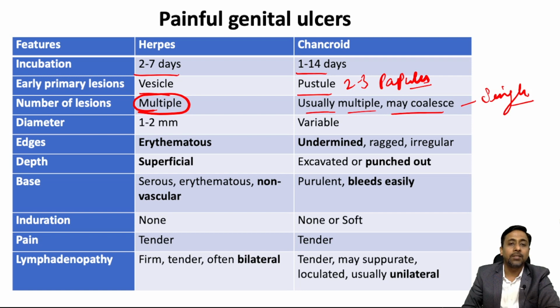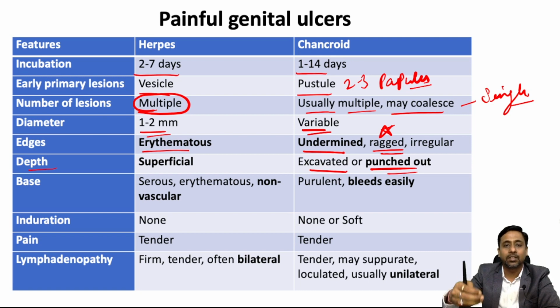The diameter of herpes lesions is very small, 1 to 2 mm. However, chancroid is variable. The shape and the size are not very consistent, they are variable. The edges are erythematous in herpes, whereas they are undermined or ragged in chancroid. Remember this, ragged or undermined in chancroid. Why is it so? Because the lesion in chancroid is an excavated or punched out lesion. It will look like some of the tissue from the ulcer base has been removed, so it will look like a punched out ulcer. This is characteristic of chancroid, the punched out ulcer.